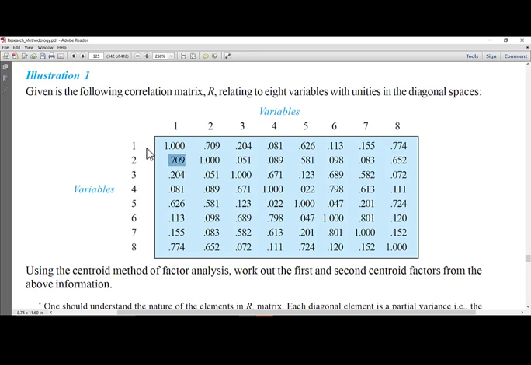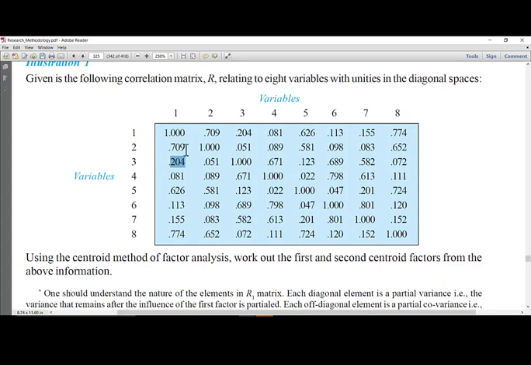That is why this value and this value are same. And you can also observe the correlation between 1 and 3 is 0.204. So the correlation between 3 and 1 is also 0.204. So that way you can understand this correlation matrix.